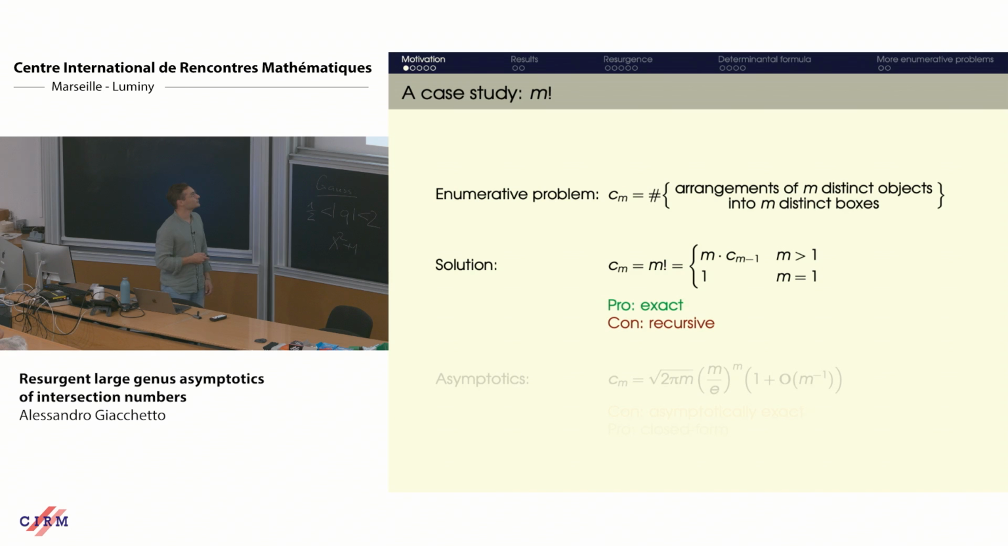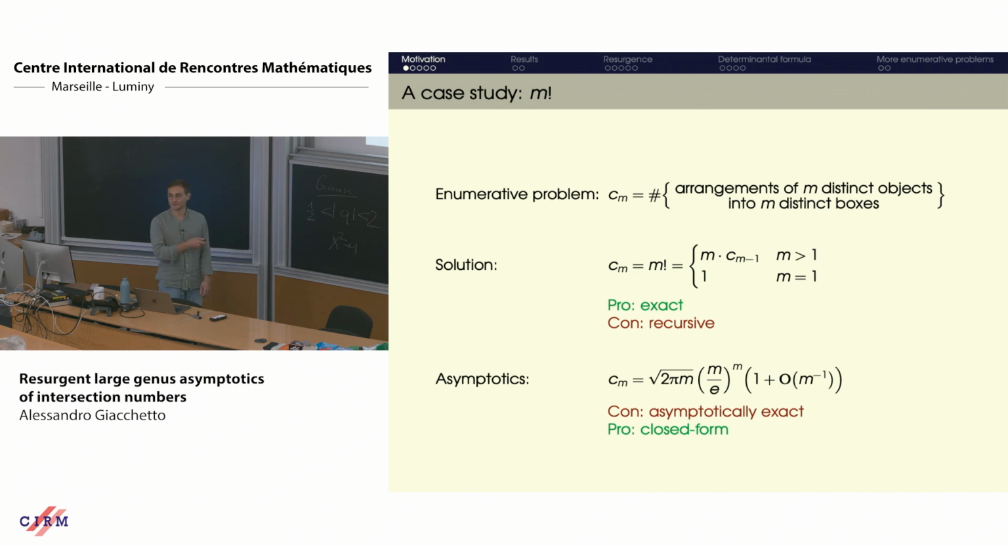One solution to this is to look at the asymptotics. For this specific problem, this is solved by Stirling's approximation formula, which is given here. The disadvantage of this formula is that it's not exact, it's just asymptotically exact. But the advantage is that it's a closed form expression. With this formula, you can actually understand how the solution to these enumerative problems behaves.